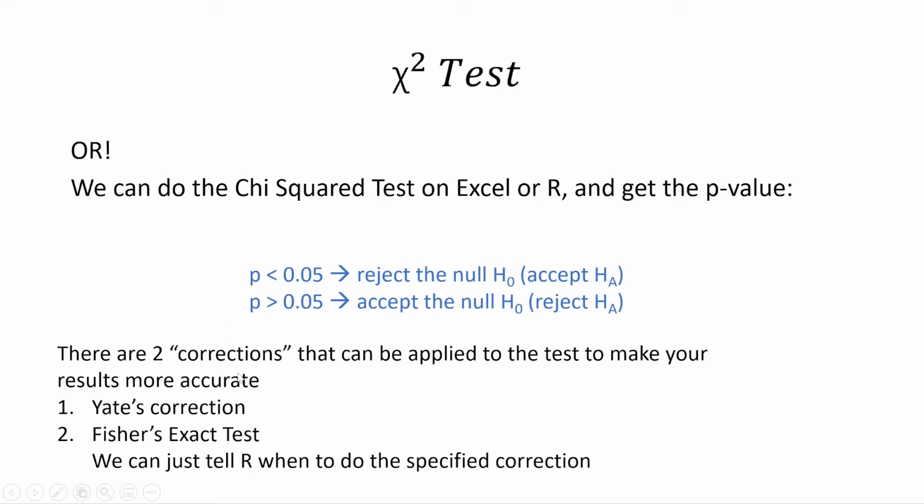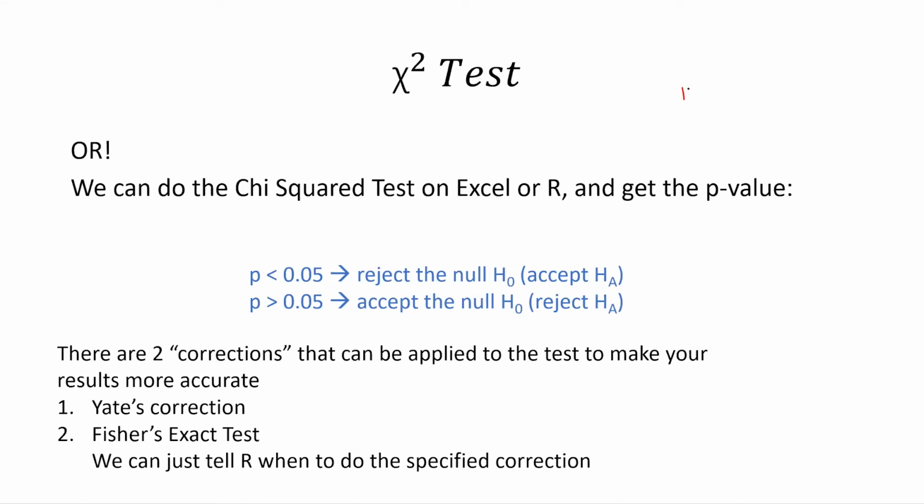Your lab manual also mentions that there are 2 corrections that can be applied to the test to make your results more accurate. These are the Yates correction and the Fisher's exact test. We do these when we have really small sample sizes or when we're doing a 2x2 chi-square test.